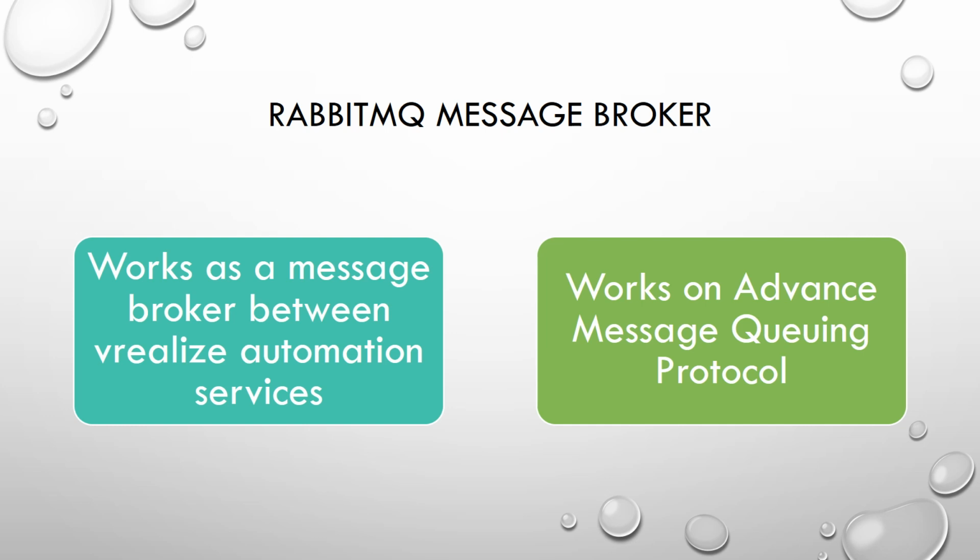There are multiple vRealize Automation services running inside the virtual appliance, like the Horizon Workspace, Xenon service, and let's say HAProxy. Now these services need to communicate with each other. RabbitMQ message broker, as the name suggests, works as a message broker between these services. It acts as a way of communication between these services. It utilizes the Advanced Message Queuing Protocol to achieve the same.